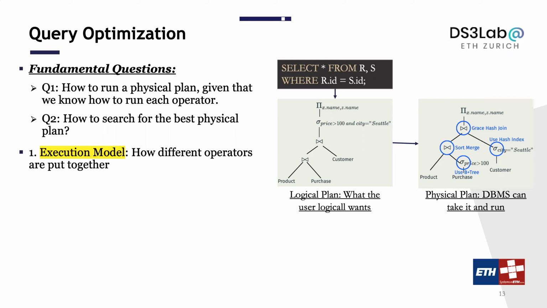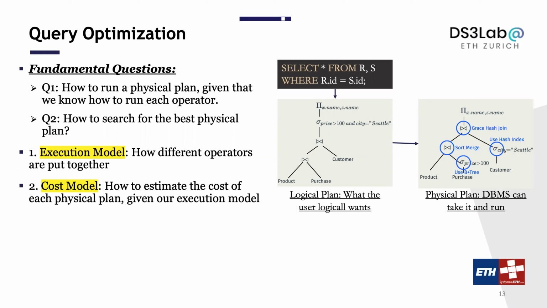The first question is the execution model. When we say we have a tree of operators, and each one of them has an annotation about which access method and which operator execution algorithm I'm going to use, what do we mean by putting those operators together into a tree? And if you give me a physical plan, how can I run it? So that is the execution model. And given the execution model, the second question we need to understand is the cost model, right? Because there are so many different physical plans that I can use for the same logical plan.